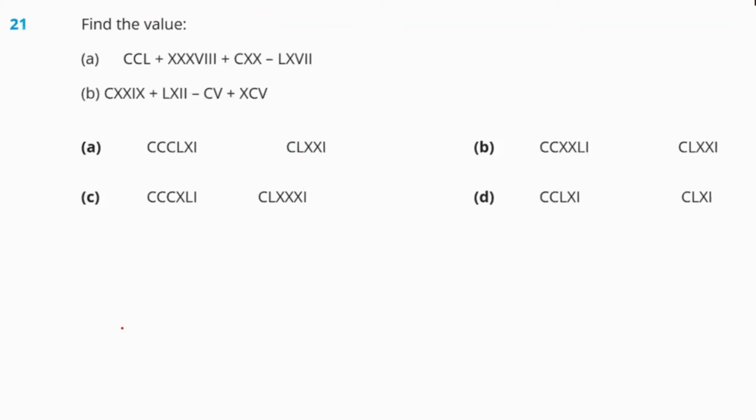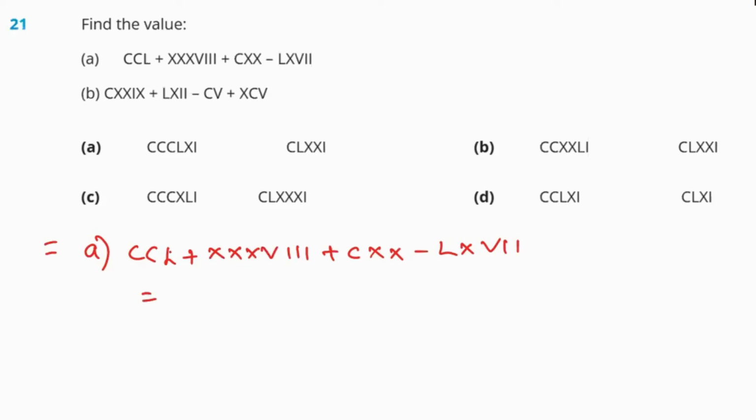Next, find the value of these Roman numerals. First one: CCL plus XXXVIII plus CXX minus LXVII. When we do this, CCL: C is 100, 100 plus 100 is 200, plus L is 50, so 250. XXXVIII is 38, 3 times 10 and 8. CXX is 120. LXVII is 67.